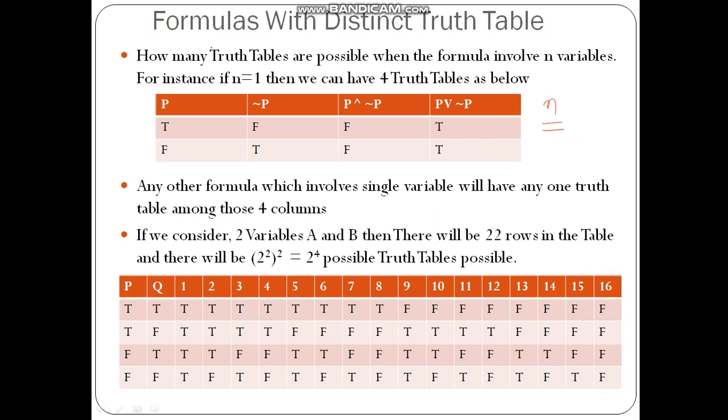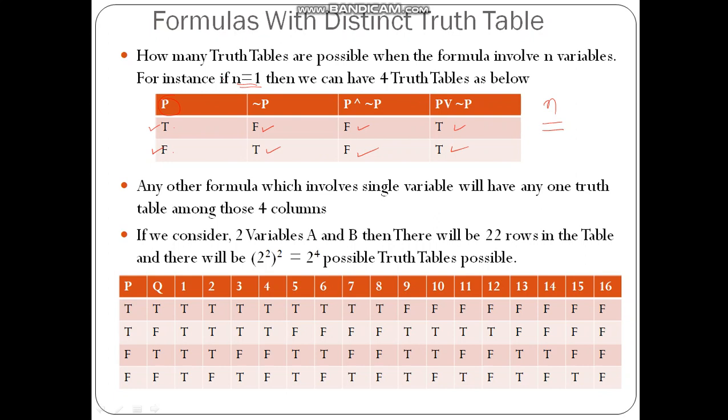For example, with n equal to 1, if I have only one variable in my formula, let us say that is p, in that case I have 4 truth tables. So there are 4 truth tables possible. One is t, f, so the values are true and false. The second truth table could be false and true. The third truth table could be false, false. And the fourth truth table could be true, true.